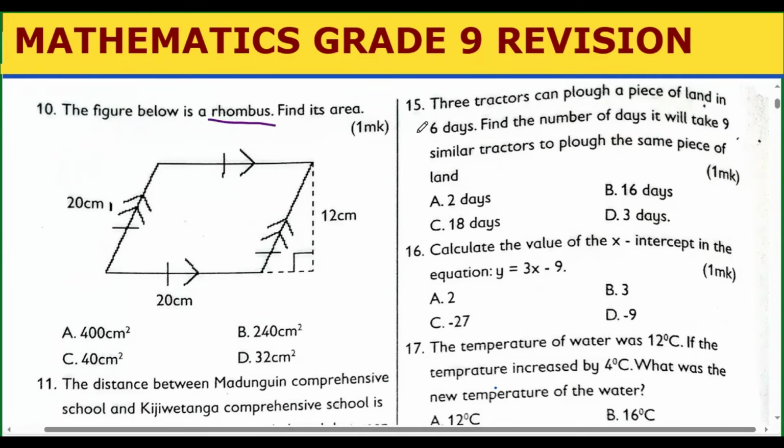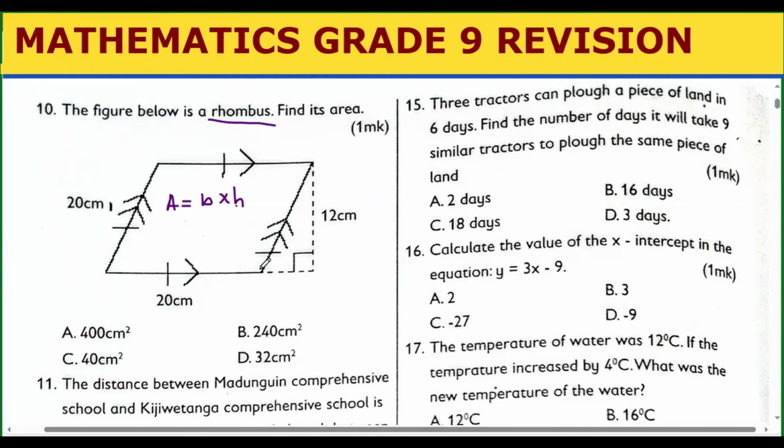So find its area. Area of rhombus equals base times height. Don't try to put a half. This is just a twisted square. So its area equals base times height. Where is the height? Height is the perpendicular height, the perpendicular.